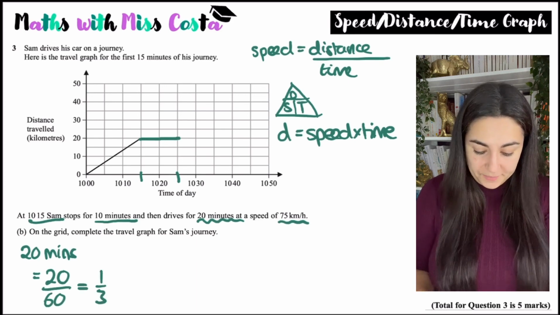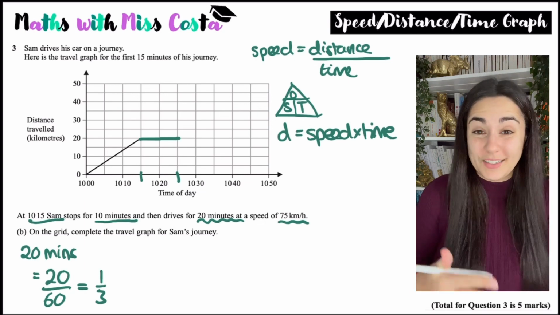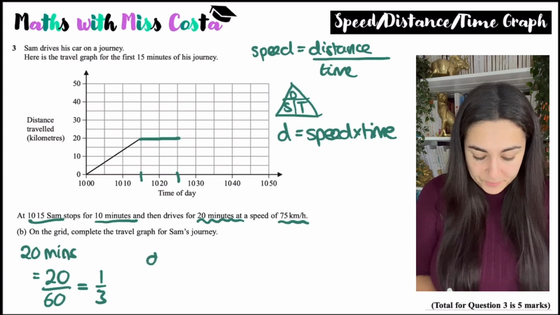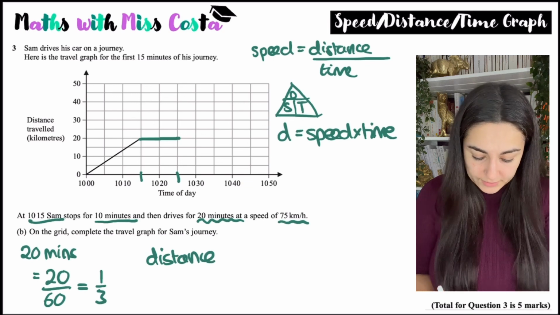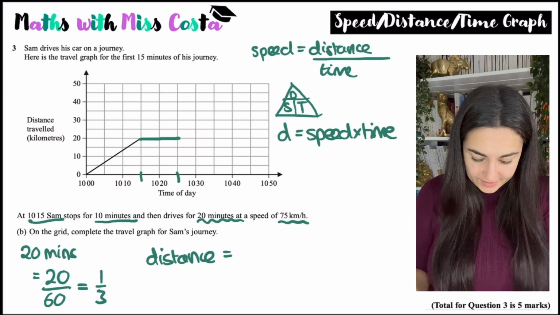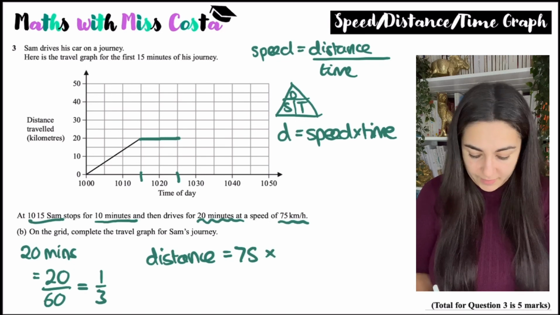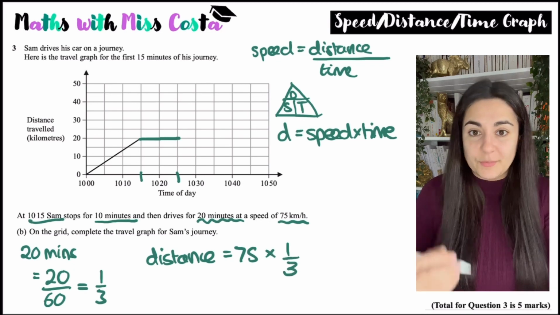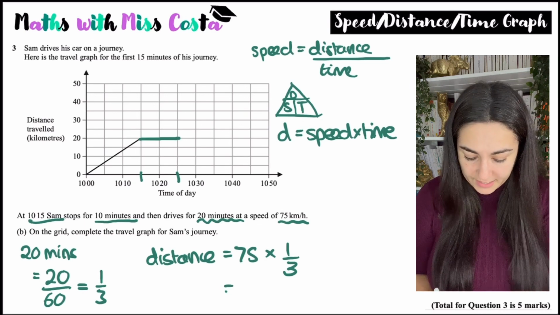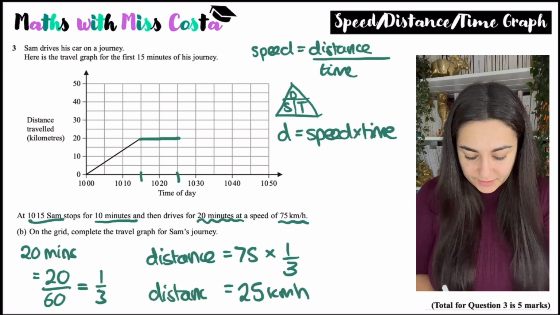is a third, okay? So I'm not going to say 75 divided by 20 because that would assume that it's 20 hours. I need to write it as a fraction of an hour, so I need to do 75 divided by a third. So the distance that he travels is going to be, what am I doing? The speed, 75, times by the time, which is a third of an hour. So 75 times by a third, you can either do it on your calculators or just divide by 3. So that would give me 25 kilometers. So the distance is 25 kilometers.